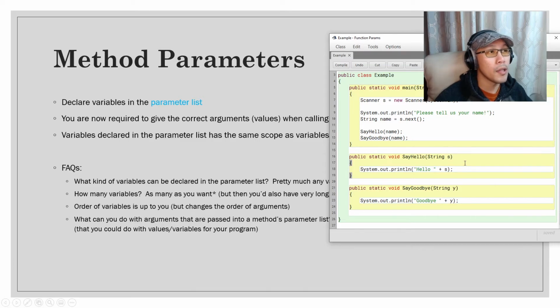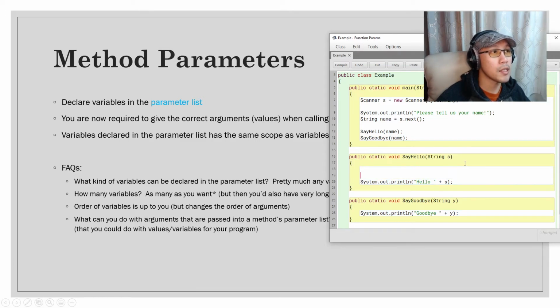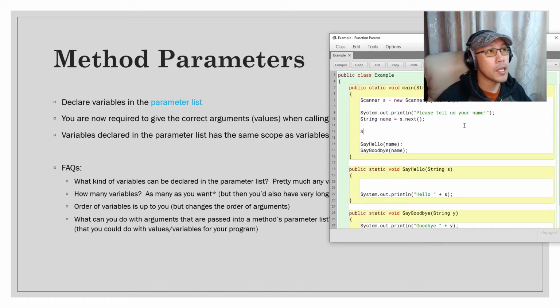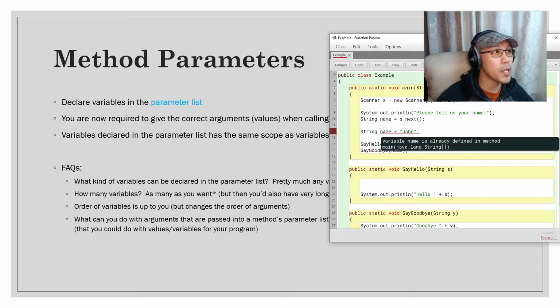But there's another way that we can verify that this is the case. Remember that you cannot have two variables of the same name within the same scope. In other words, if we were to say here String name equals John, we get an error saying that variable name is already defined in method. Same thing, if we do String s equals John, it says variable s is already defined in method because we have Scanner s, and now we cannot have String s.